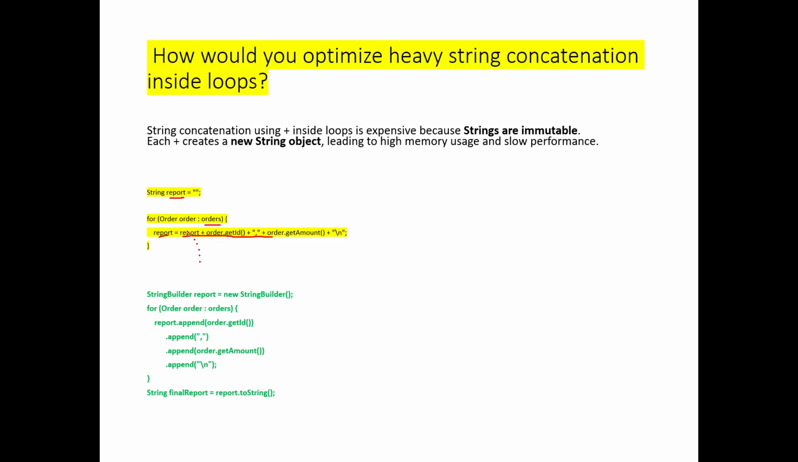So instead of using String, you will use StringBuilder. In StringBuilder you will use the append method, and whenever you add the order id or amount, it will not create a new object, rather it will keep on appending. So StringBuilder will be faster. This is the right way, but since we wanted the result as a String, we converted it to a String. This way we can optimize.